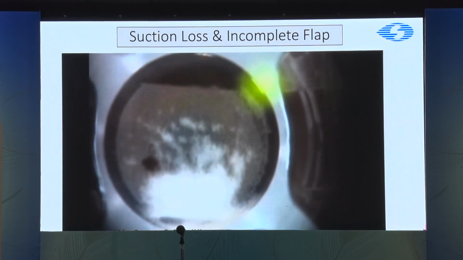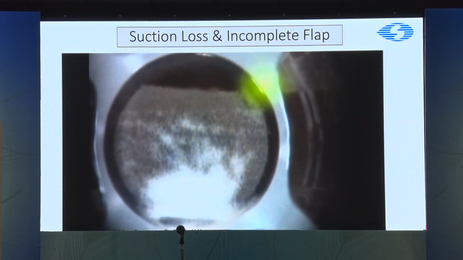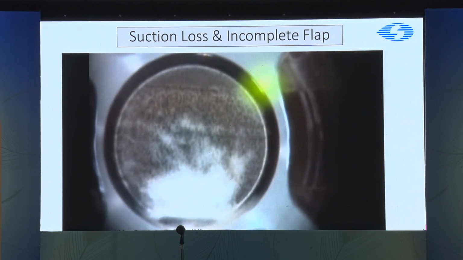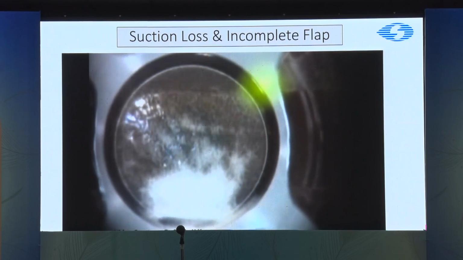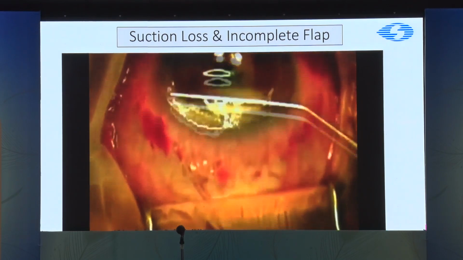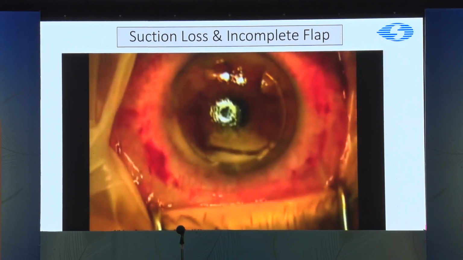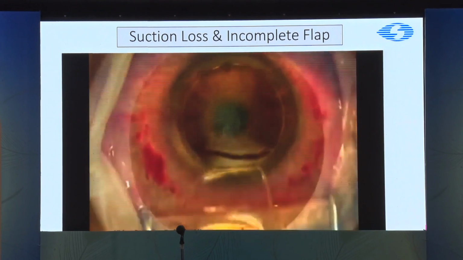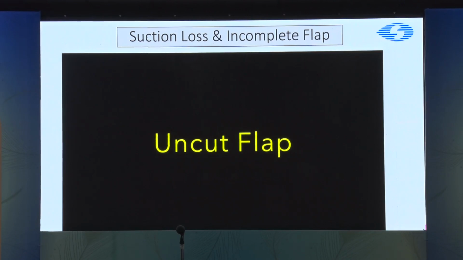pass. It's important to remember that the handling of the suction loss is different if it happens during the raster or during the side cut. If it happens during the raster, you can just redock, switch off the pocket setting because you've already made the pocket, and then go ahead because generally your applanation is fairly good and fairly consistent, and then you can just reposit the flap in a normal way.